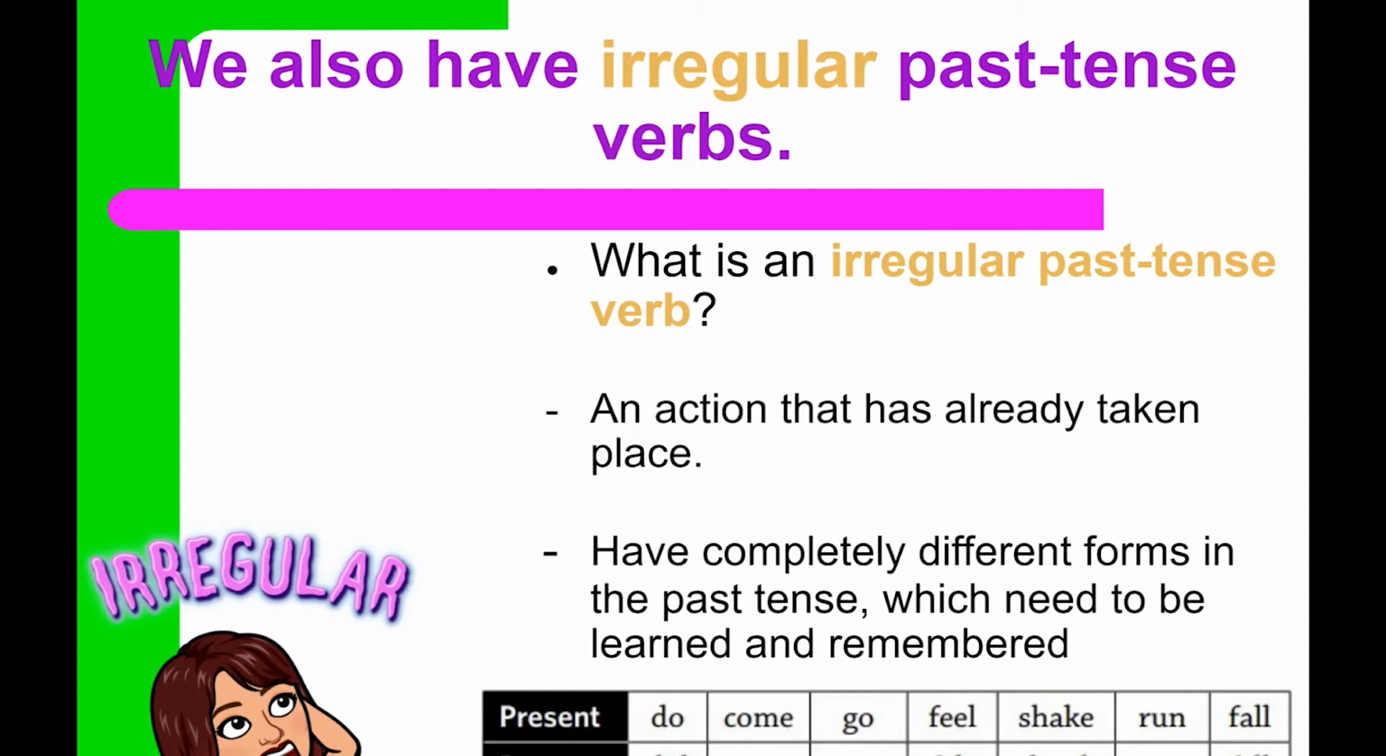Down here we can see a few examples of irregular past tense verbs. In present tense we have do, come, and go, and in past tense they would be did, came, and went. Just using these examples, we can see, as I had stated before, that there are no patterns or rules that we are following when we are changing these words from present tense to past tense, which is why it is important that we remember them.